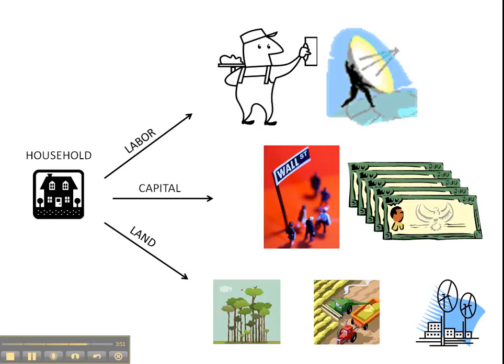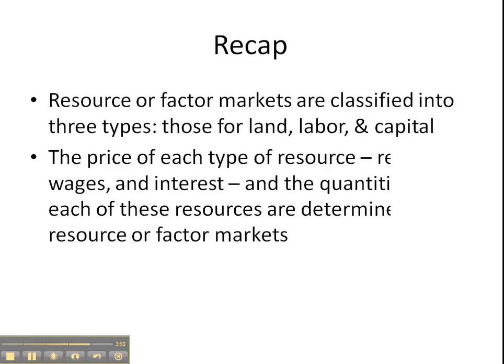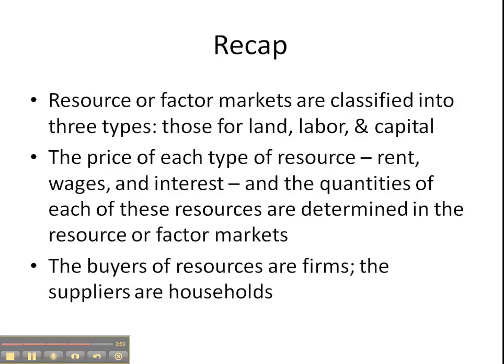So, a recap. Resource markets, or factor markets, are classified into three basic types of markets: land markets, labor markets, and capital markets. The price of each resource, rent, wages, and interest, and the quantities of each of these resources are determined in the resource or factor markets. The buyers of the resources are the firms. They're the ones doing the demand. The suppliers of these resources are the households, and they're the ones doing the supply.